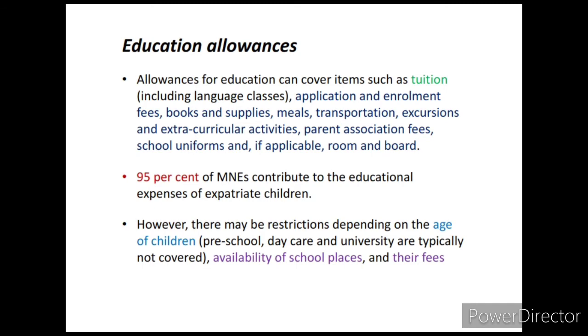It also depends on the children's age, because preschool, daycare, or university level education is mostly not covered under this education allowance. And this education allowance also depends on the availability of schools in their places, and even the fee structures. Why? Because most expatriates want their children's education related to their home country environment, so that whenever they are repatriated, their children do not face any difficulty.